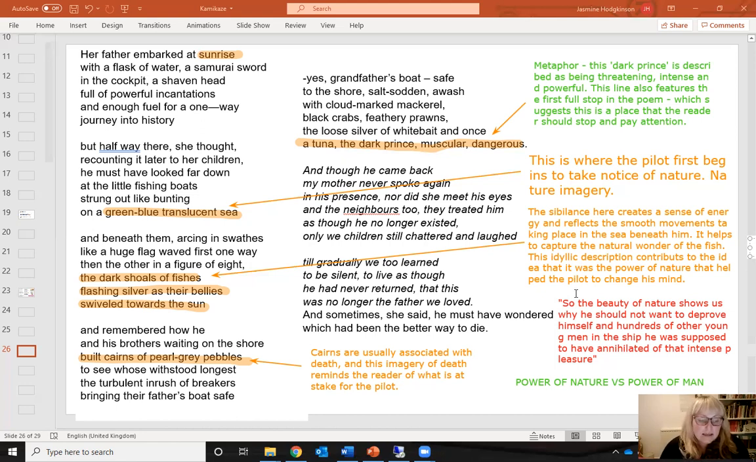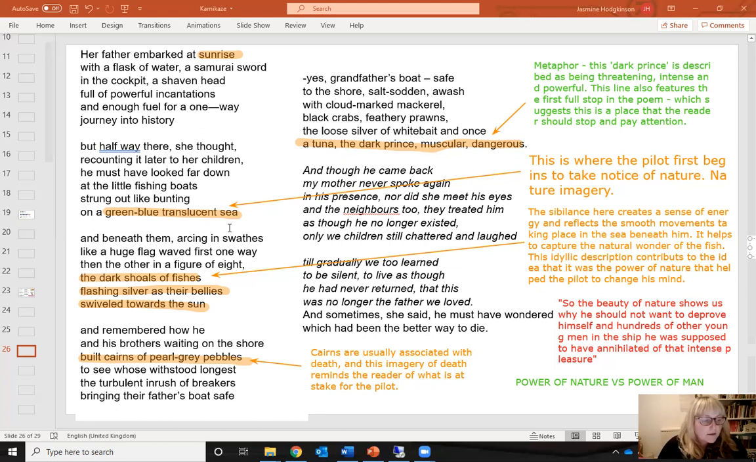Okay, because he begins to think, do I really want to deprive myself and all those people that I could kill of scenes such as this, being able to appreciate nature in this way, and is that nature having that power over the pilot in this scene. Linking back to the daughter's belief, as she says here, but halfway there she thought, recounting it later to her children, she believes that it was nature that helped him to change his mind and the impact of nature on him.